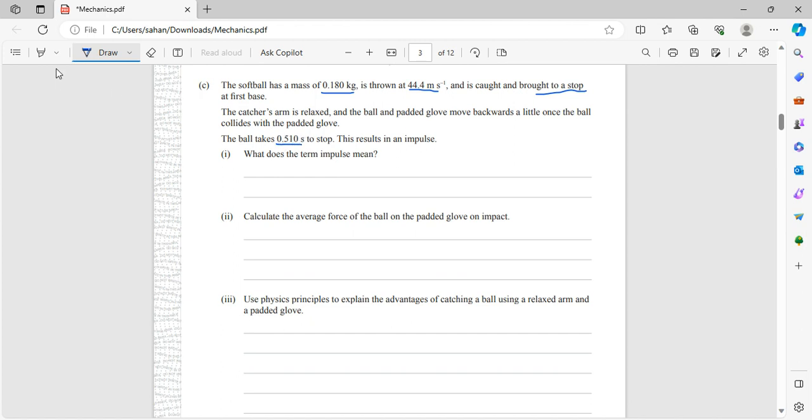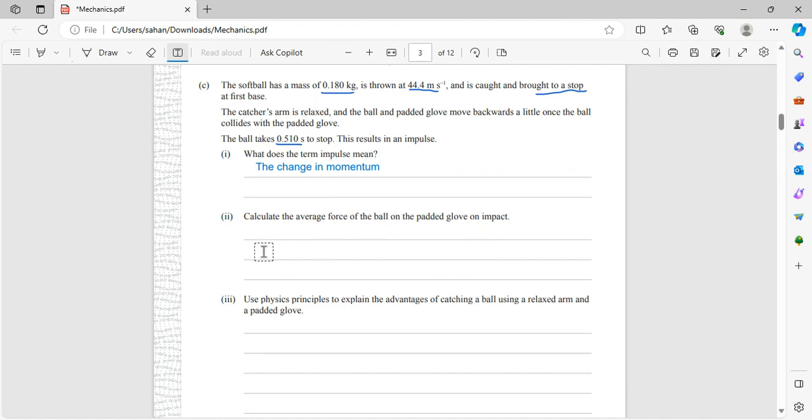What does the term impulse mean? Okay. So impulse is just the change in momentum. Change in momentum. That is just the tried and tested definition of impulse. There's nothing else to it really. Calculate the average force on the ball on the padded glove on impact.